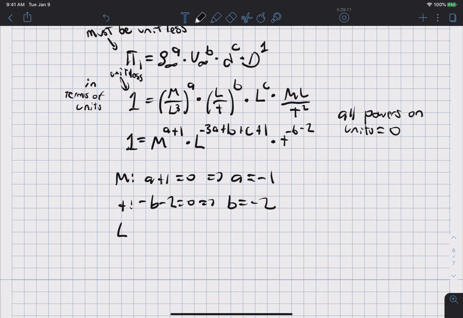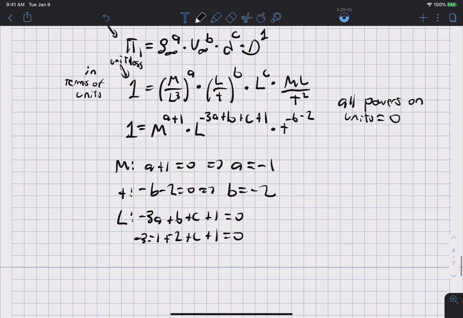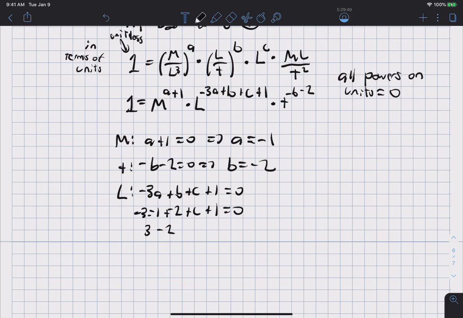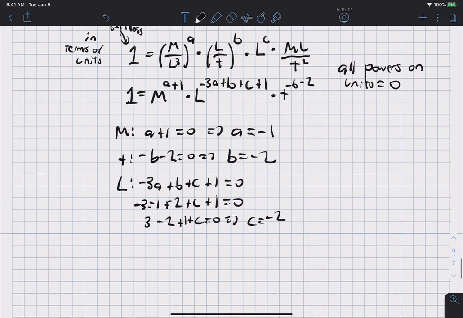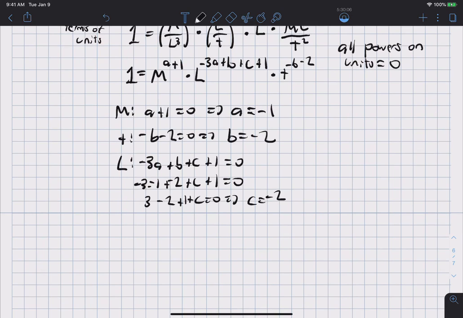And now for the length, we have minus 3A plus B plus C plus 1 equals 0. Now I'm going to substitute in the A that we had here and the B that we had there. Okay, and so we have minus 3 times minus 1, which is just 3, plus negative 2 plus C plus 1 equals 0. Okay, well, this is 3 minus 2 plus 1 plus C equals 0. And this implies that C equals minus 2. Okay? So then we have A is equal to minus 1, B is equal to minus 2, and C is equal to minus 2.